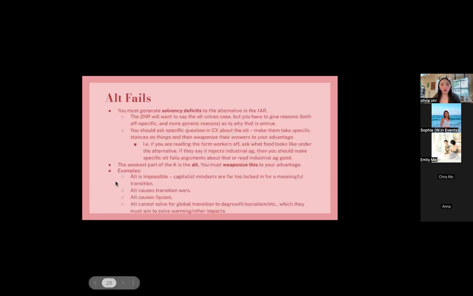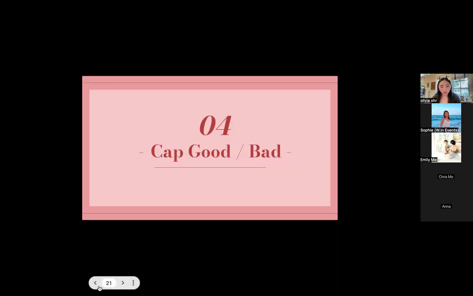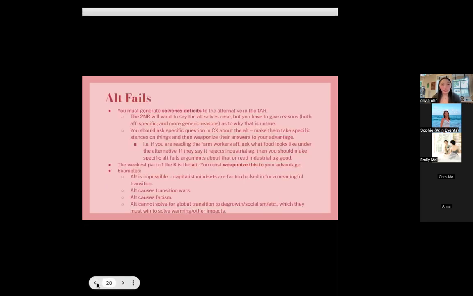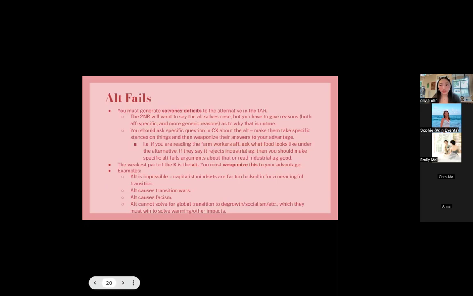Okay, so the next part is alt fails. So you must generate solvency deficits to the alternative in the 1AR. This is incredibly important, or else in the 2AR, you know that they'll want to say that the alternative solves the case. But you have to give reasons that are both aff specific and more generic reasons writ large as to why that is untrue. So definitely the most underrated part of the cap K is that you need to ask specific questions in cross-ex about the alternative.